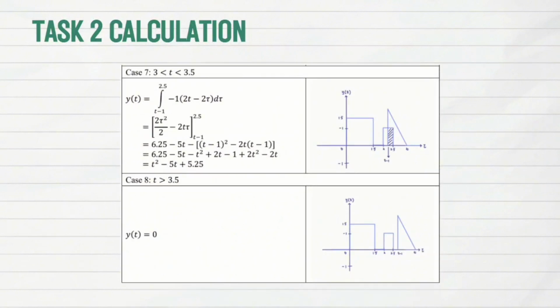In case 7, t is smaller than 3.5 but bigger than 3, signal f(t minus tau) is shifted to the right before 3.5, and the limit of the integral becomes 2.5 and t minus 1. The value of y(t) calculated is t squared minus 5t plus 5.25. And for the last case, case 8, t is bigger than 3.5, signal f(t minus tau) is shifted to the right beyond 3.5. Hence, there is no overlap between the two signals, and the y(t) signal will be 0. That's all for task 2 calculation.